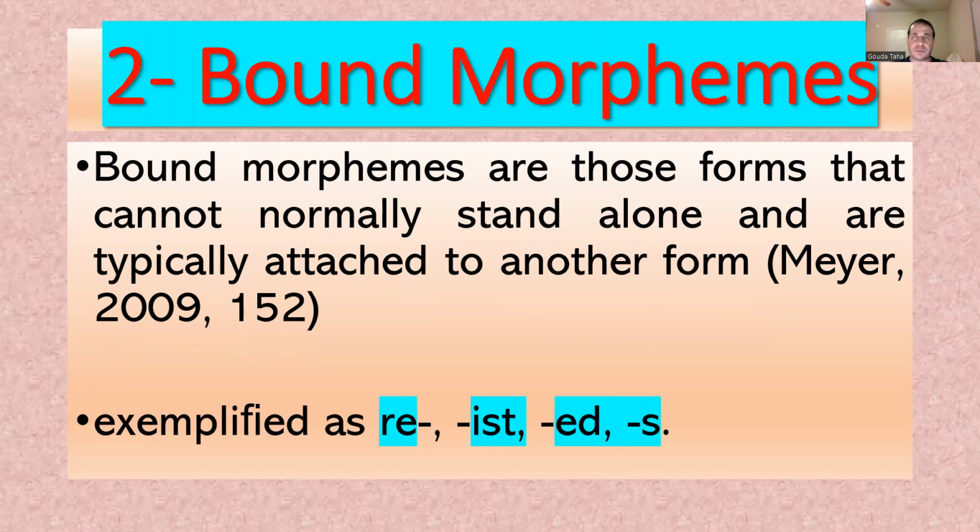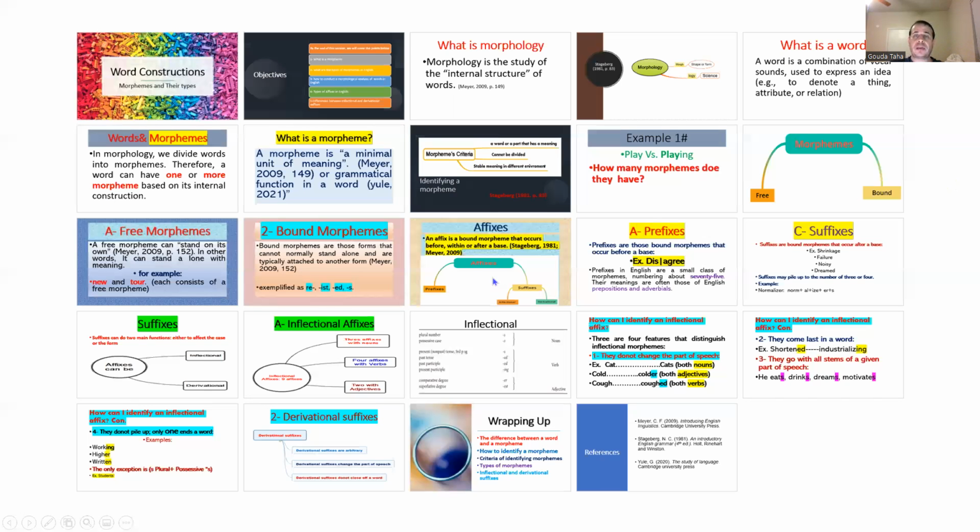So let's say, for example, we have the ing. The ing cannot stand alone in the word playing, so it must be added to the play in order to stand with that as a part of the word. And the same could be said about the re, the ist, the ed, and the s.